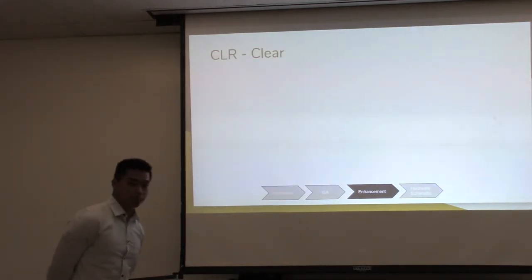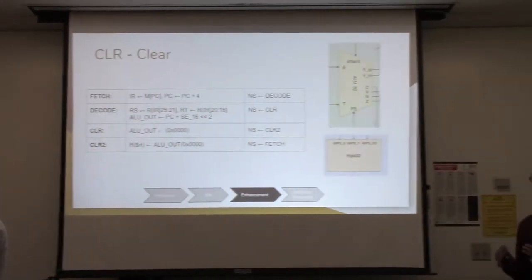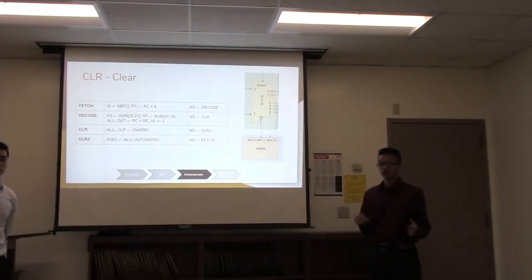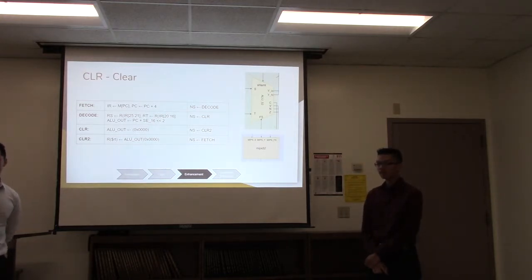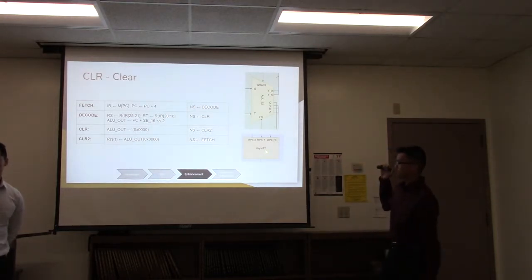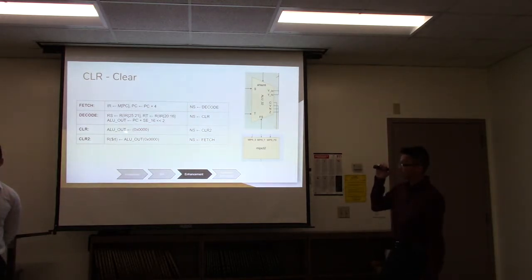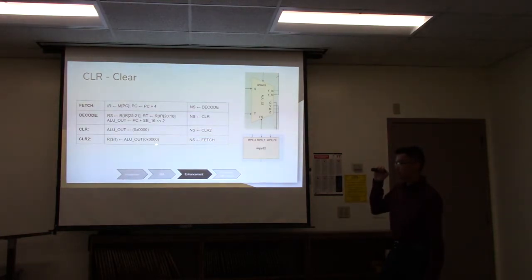Alright, so for the clear instruction, what we're doing is just filling in zeros for a certain register in the register file. In the first part, we're going to write zeros to ALU out. If you remember in the MIPS 32, there is a zero function for that, so that's how that RTL was executed. And then for the next one, we just have ALU out getting written to the RT.